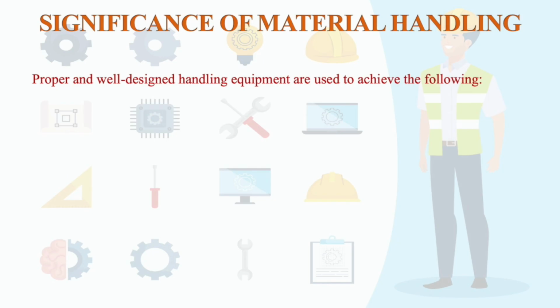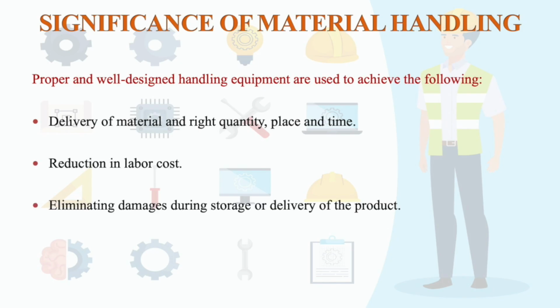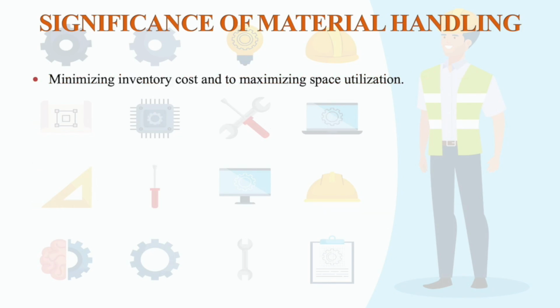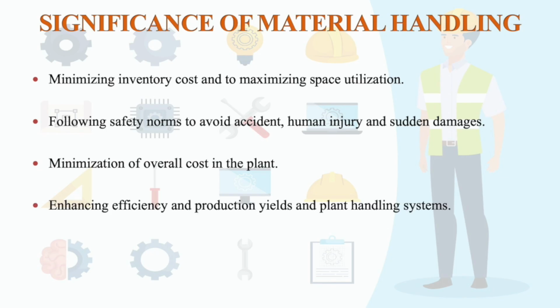Proper and well-designed handling equipment is used to achieve the following: delivery of materials in the right quantity, place and time, reduction in labor cost, eliminating dangers during the storage and delivery of the product, minimizing inventory cost, and maximizing space utilization, following safety norms to avoid accidents, human injury and sudden damages. Minimization of overall cost in the plant, enhancing efficiency and production yields in plant handling systems.